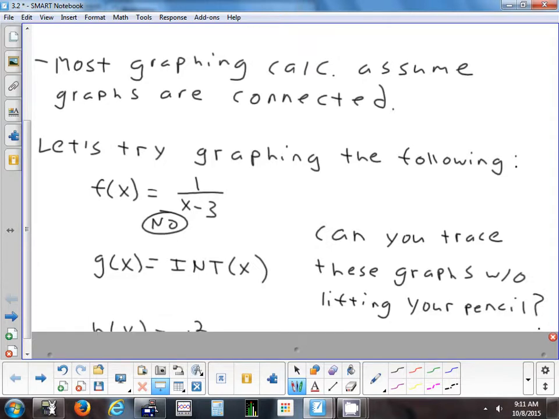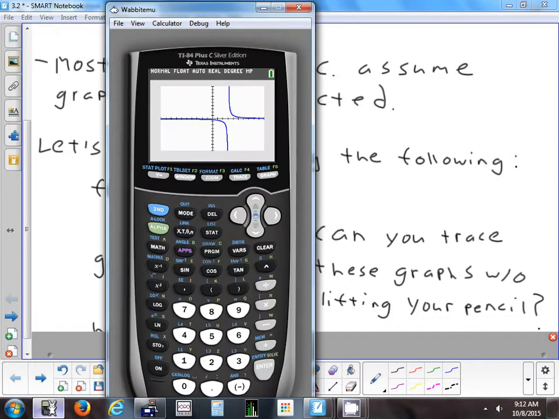Okay, let's look at this one. This is called the integer function. Again, not something you have to know how to graph. It's just an example. I want to show you what it looks like. It's under math, number, int. It's going to look like a series of steps. If you were graphing this on an older calculator, it would try to connect each one of them. It actually would look like steps.